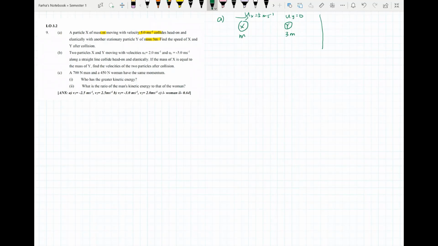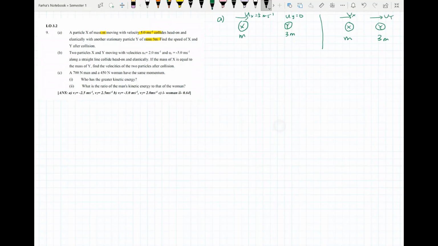Okay, what happened after the collision? So we have x and y with the mass m and 3m. Kita tak tahu, kita labelkan saja apa jadi dengan vx dan vy, sebab kita pun tak tahu the direction of vx and vy yang sebenar. Oleh kerana kita nak cari dua unknown, maka kita perlu cari dua equation untuk selesaikan dua unknown ni.